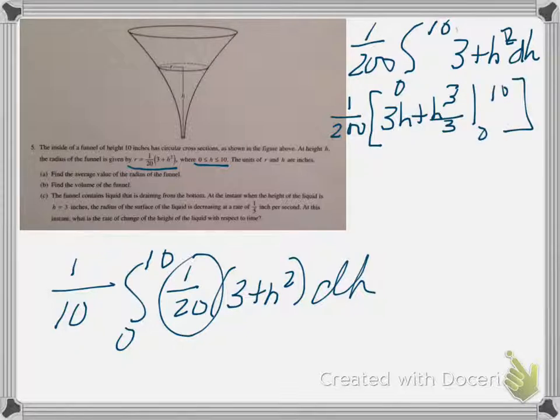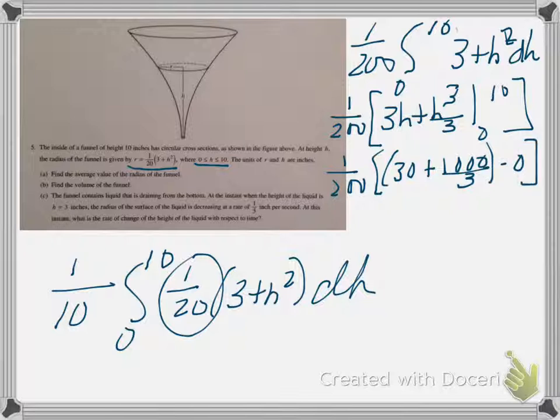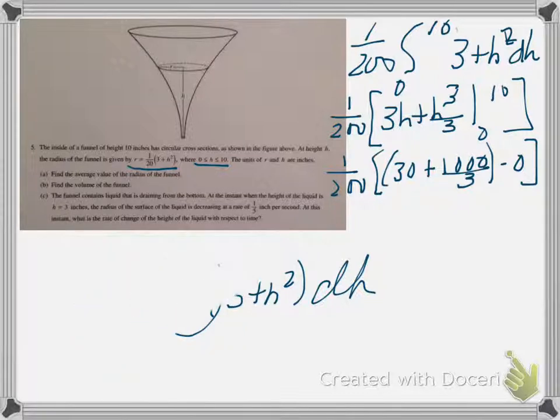Okay, and now we're going to substitute those values in. When I substitute 10 in there, I'm going to get 3 times 10, which is 30, plus 10 to the third power is 1,000 over 3. It's going to be that, minus what happens when we put in 0. When we put in 0, we just get all zeros. I'm just putting that there so you can see it. You don't have to.